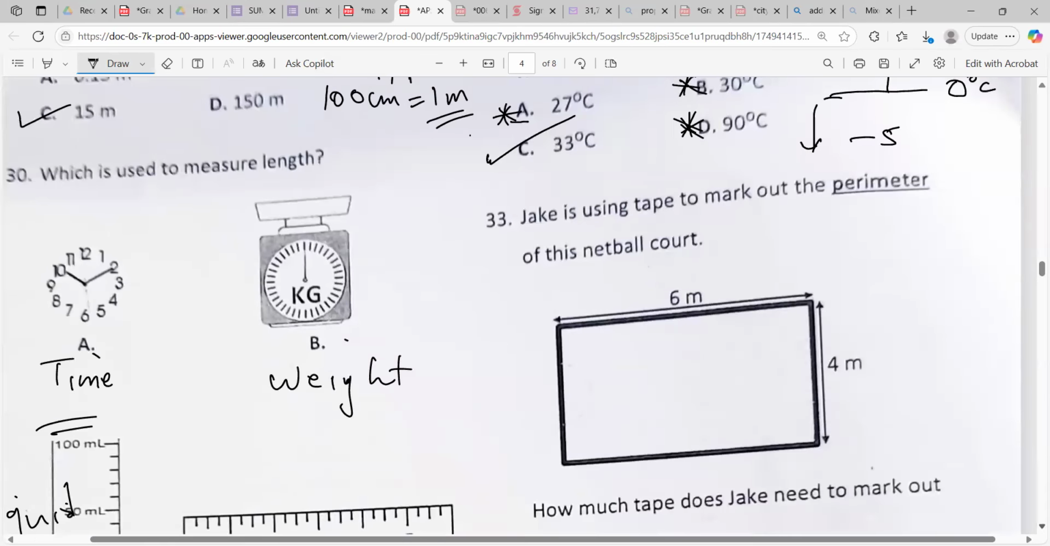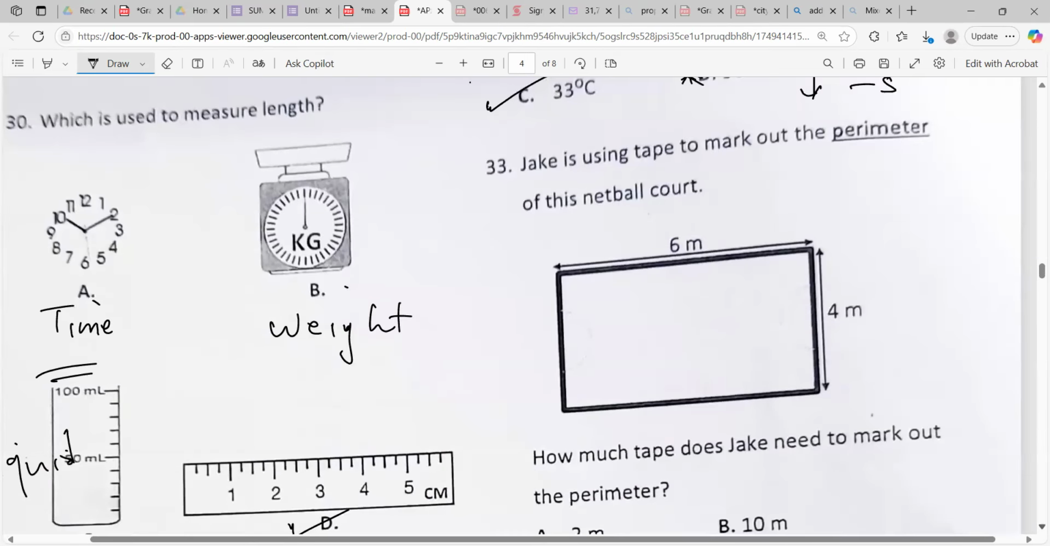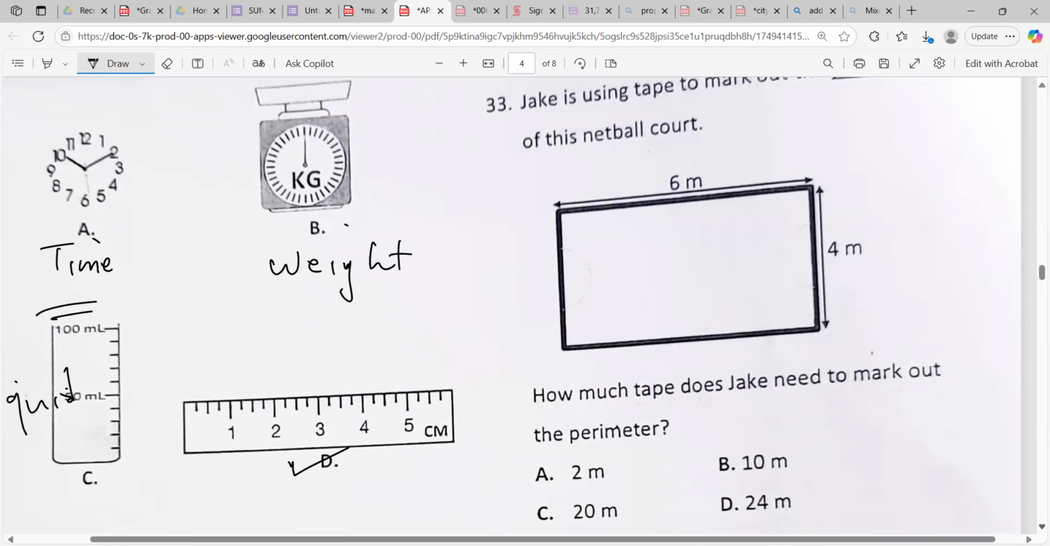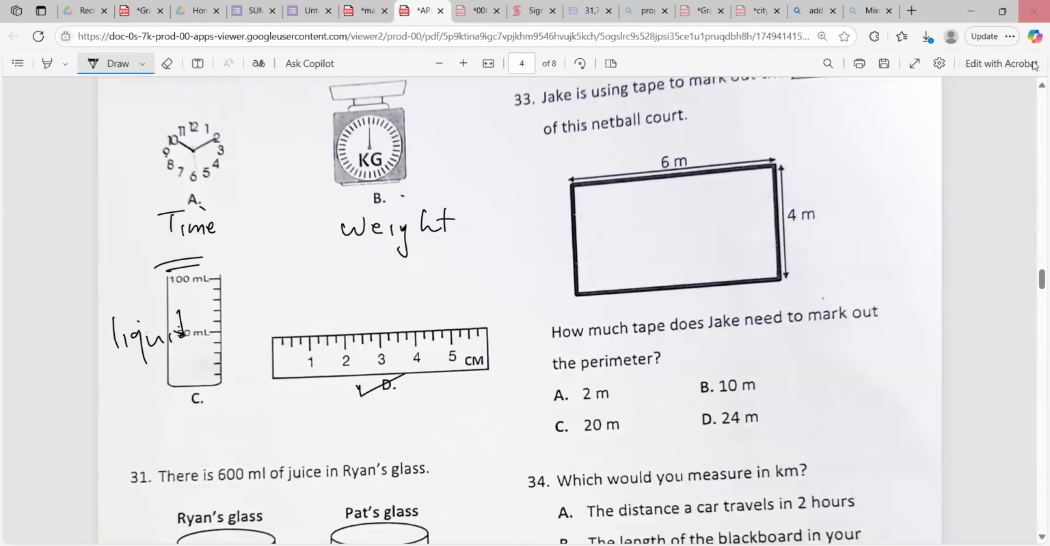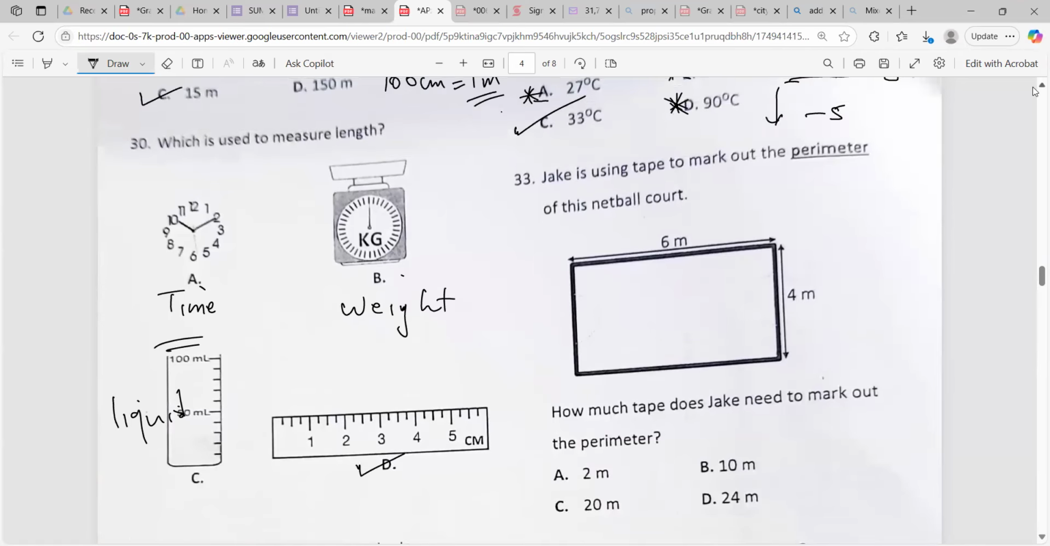All right, let's go. So 33 says, Jake is using tape to mark out the perimeter of the netball court. How much tape does Jake need to mark out the perimeter? So work it out and then tell me. Let me show you the options. Let me just make it smaller so you guys can see. Jake is using tape to mark out the perimeter of this netball court. How much tape does Jake need to mark out the perimeter?